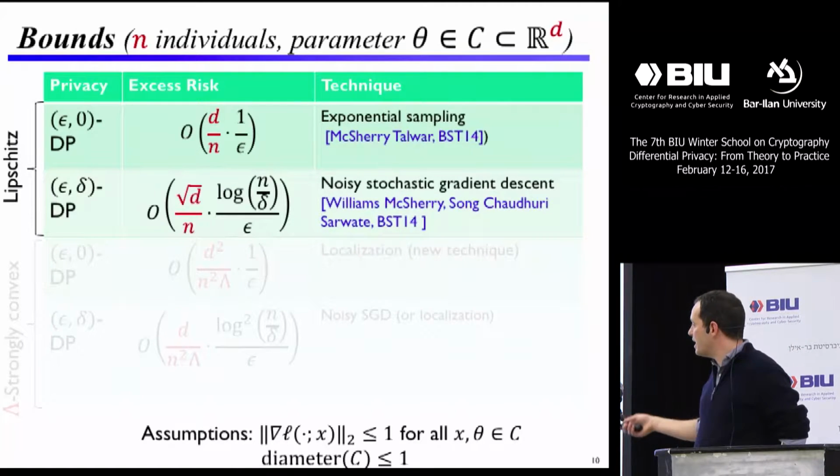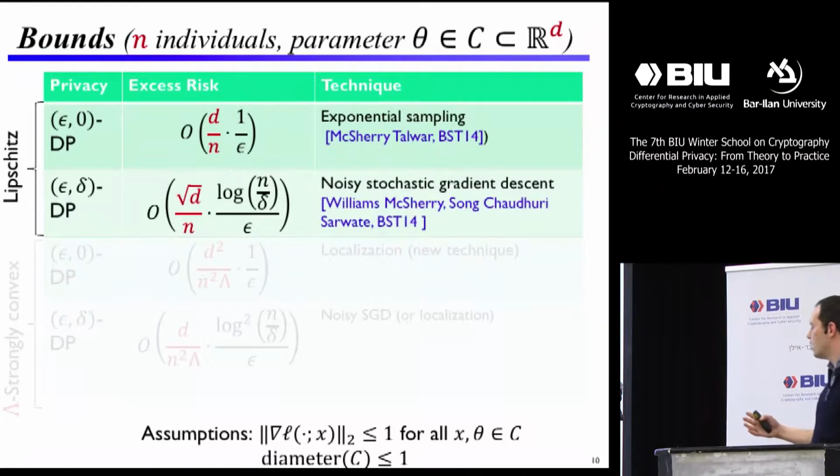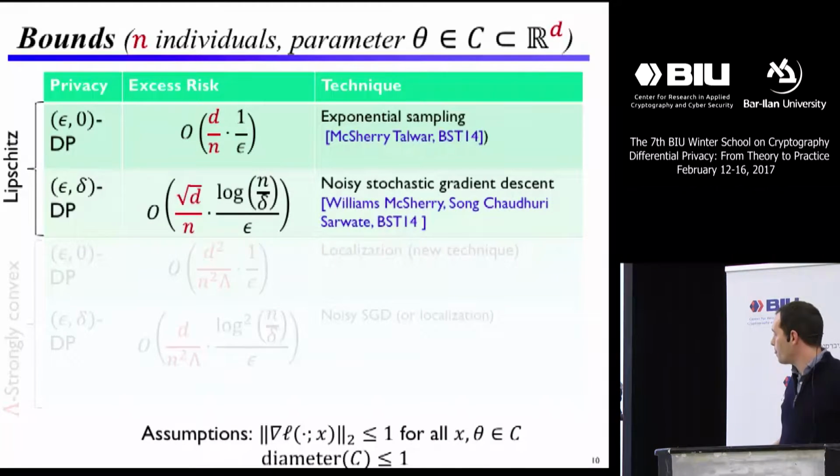These results are tight by virtue of a set of arguments called tracing attacks or fingerprinting lower bounds that John Ullman will talk about tomorrow. And I'll explain the algorithms that achieve these bounds. I won't actually prove why they achieve them, but I'll explain how they work.